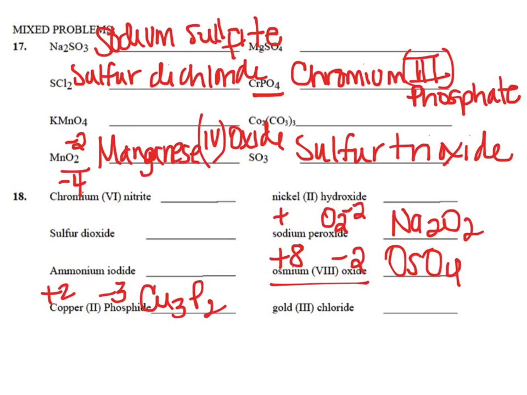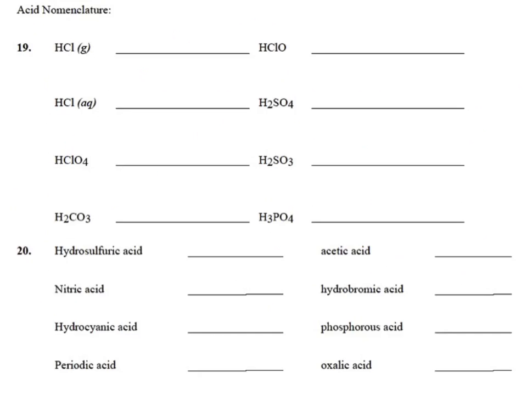Questions on those? All right, let's go to the acids. All right, acids. So here in one of the acids we have HCl gas and HCl aqueous. So when it's a gas, it's just going to be called hydrogen chloride.